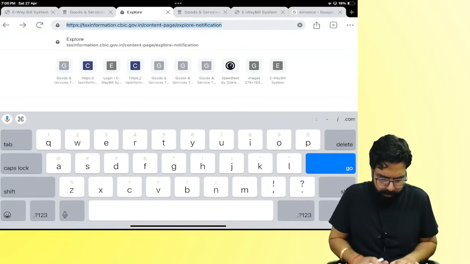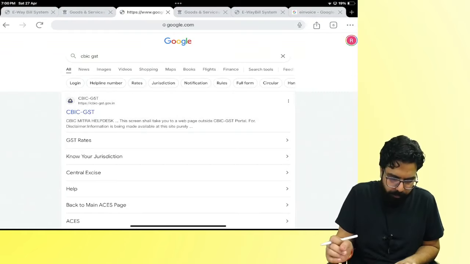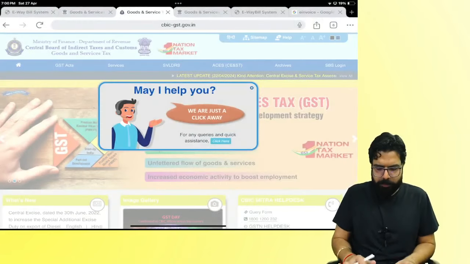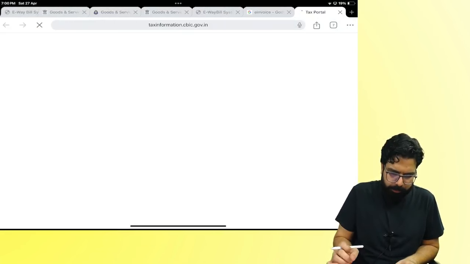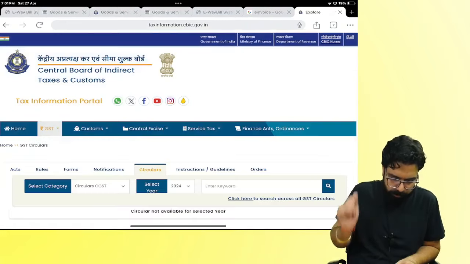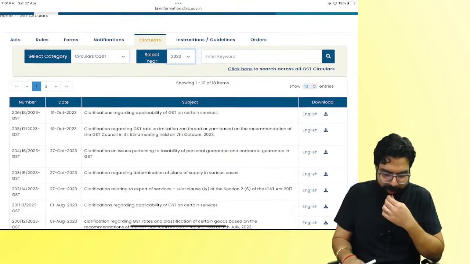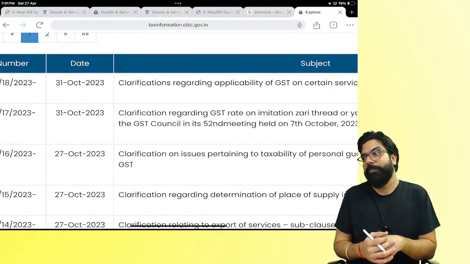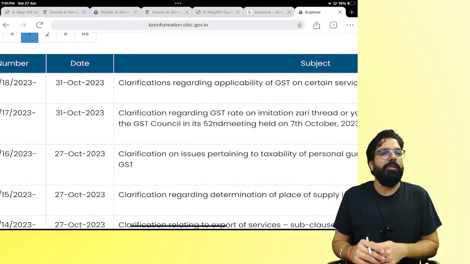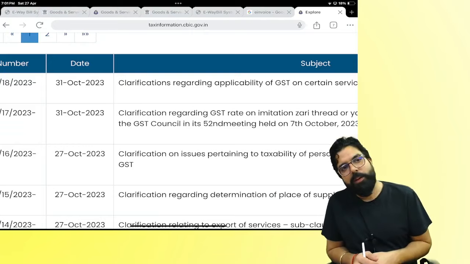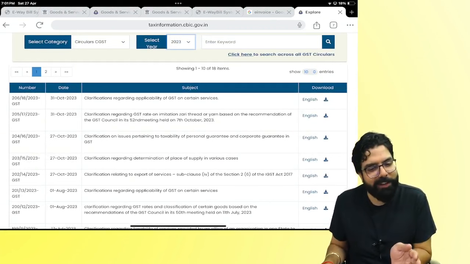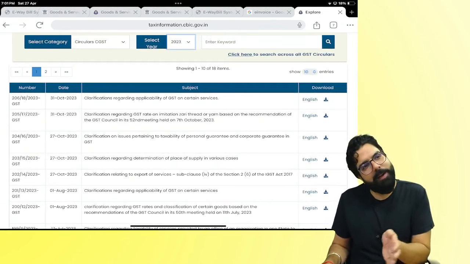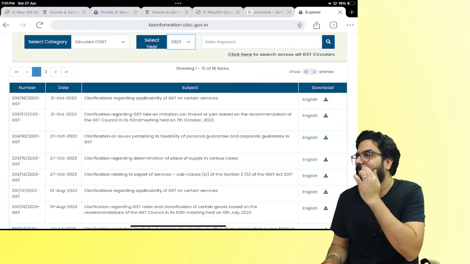GST circular. Okay, 2020, see, clarification regarding GST applicability. Can you see it came exactly on 31st October? Are you getting my point? So on 31st October they released this circular. The government can release a circular anytime. Now we are on 27th of April. Any circular can come on 28th, 29th, 30th April also, and it will be applicable for your November attempt. Are you getting my point?